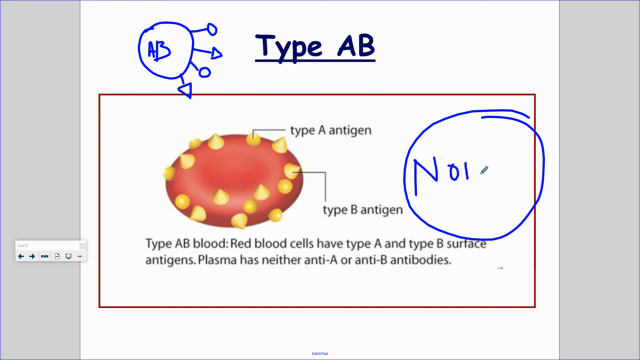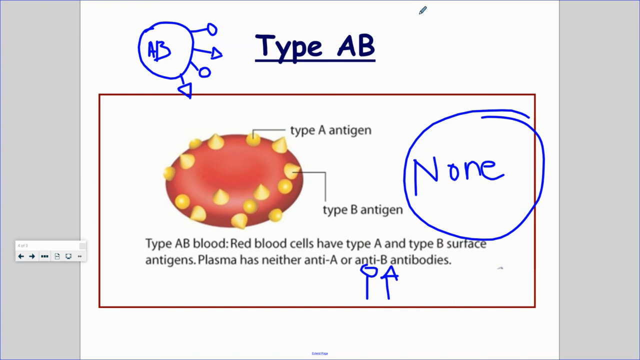Okay. Now, it doesn't mean you don't have any antibodies in your body. That's not what I'm saying. I'm just saying, in regards to red blood cell types, you do not carry type B or type A antibodies. All right. So in the antibodies present, you just write none. But in the antigens present, you're going to draw your two types, the circle and the triangle. All right, that's going to be a really terrible triangle, but you know what I got. So that's type AB blood.